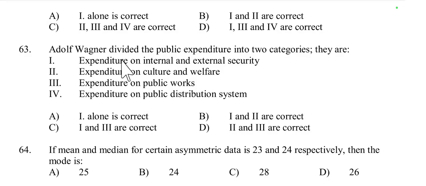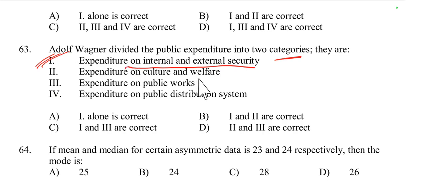Adolf Wagner divided the public expenditure into two categories. They are expenditure on internal and external security, and expenditure on culture and welfare. Yes, these are the two concepts. According to Wagner, public expenditure is divided into two categories. One is expenditure on internal and external security, which includes spending on defense, law enforcement, and national security.